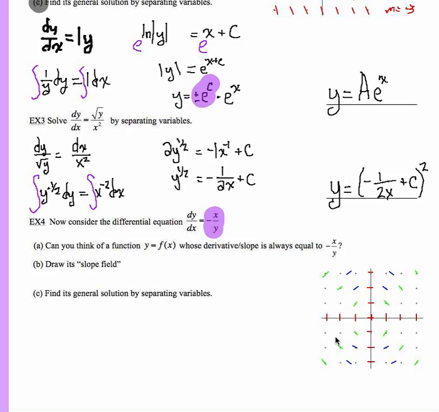And if you take a step back, maybe look at this kind of squinted, what you're starting to see is that these slopes look like they're describing a circle.